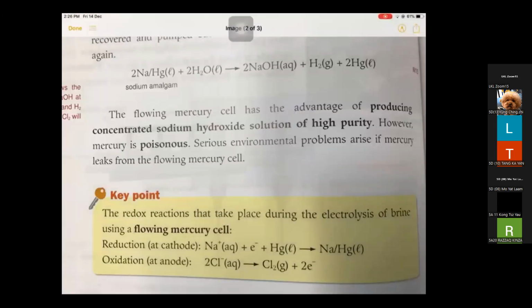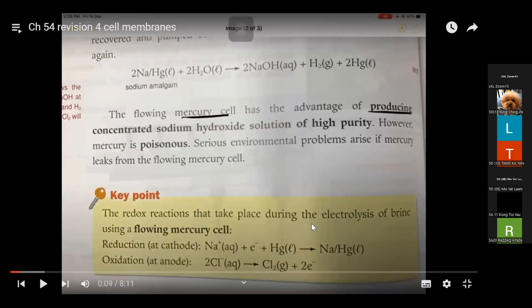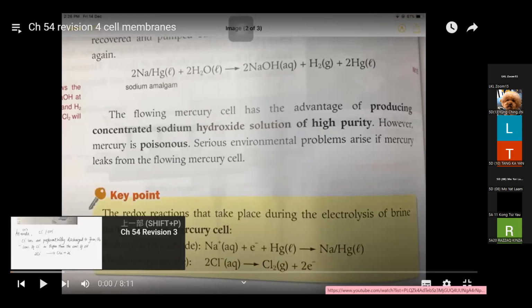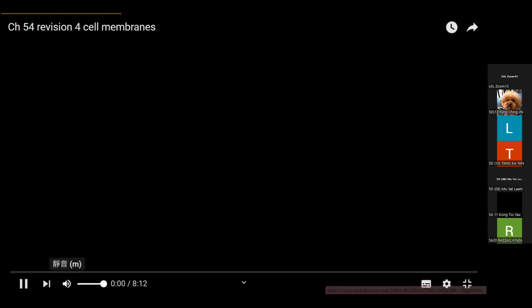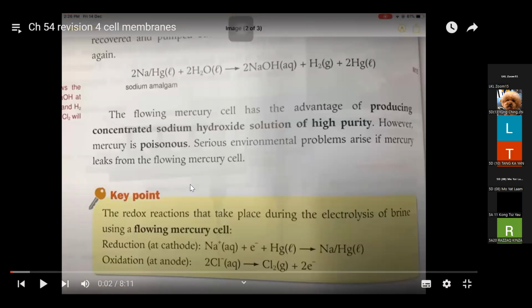Let's talk about the advantages of using the flowing mercury cell. The flowing mercury cell has the advantage of producing concentrated sodium hydroxide of high purity. This was examined before, so I emphasize it. Why? Because, referring back to the previous video, sodium hydroxide is produced in another tank, can you see that? So the sodium hydroxide produced is of high purity. But mercury is poisonous. Since mercury is poisonous, we need to think of another setup without using mercury. So for this other setup, you have to learn it. Listen.